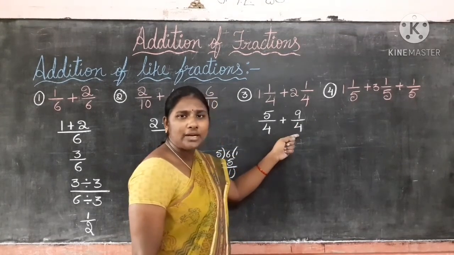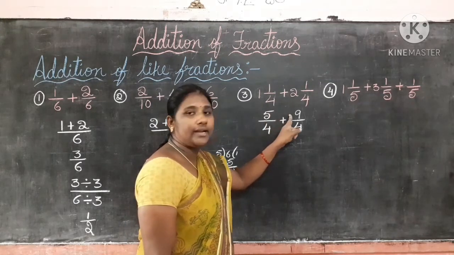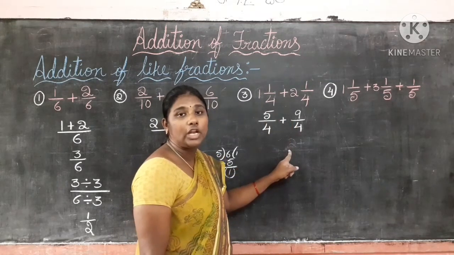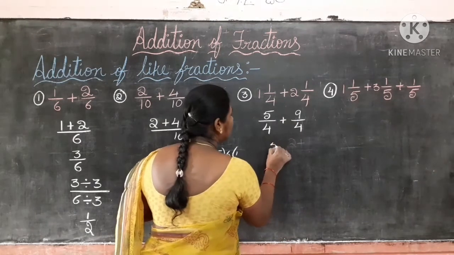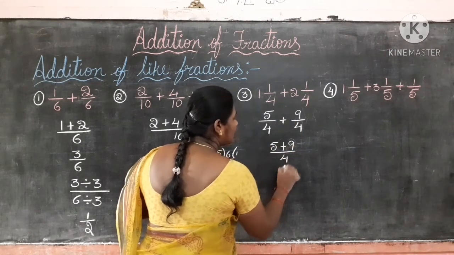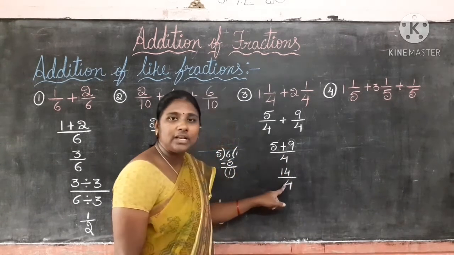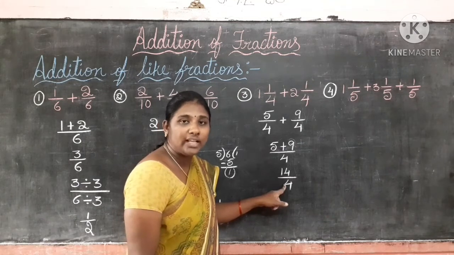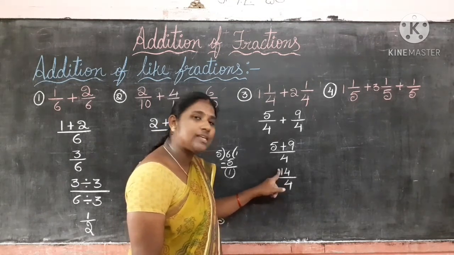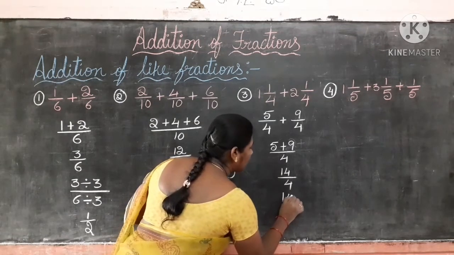Now these two denominators are the same. So what do we have to do? Add the numerators and write one common denominator. So add the numerators: 5 plus 9 by 4. 5 plus 9 is 14 by 4. Do these 14 and 4 come in the same table? Yes. What table? The 2 table. 2 sevens are 14, 2 twos are 4. So do the division of both by 2.